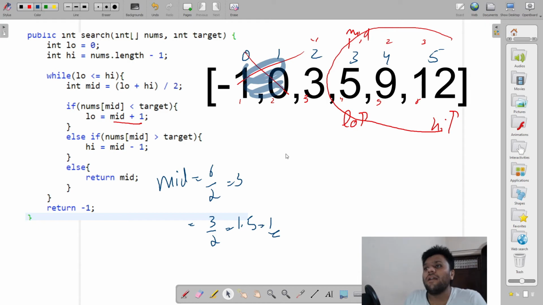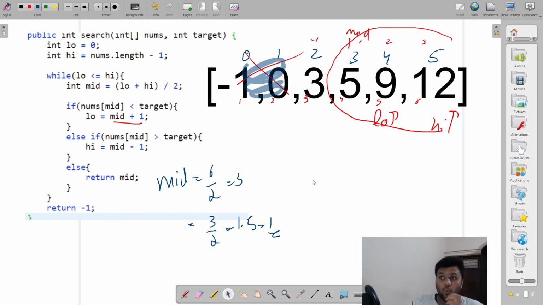Okay, so now I will again check: is my mid lower than my target or is it higher than my target? The target which I'm looking for is still higher than my mid. So I will again move my low over there. My low will again move over here from this position. My low comes over here now.